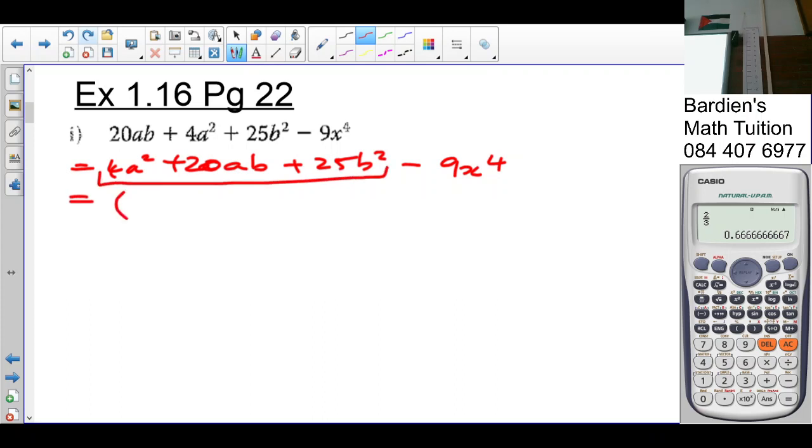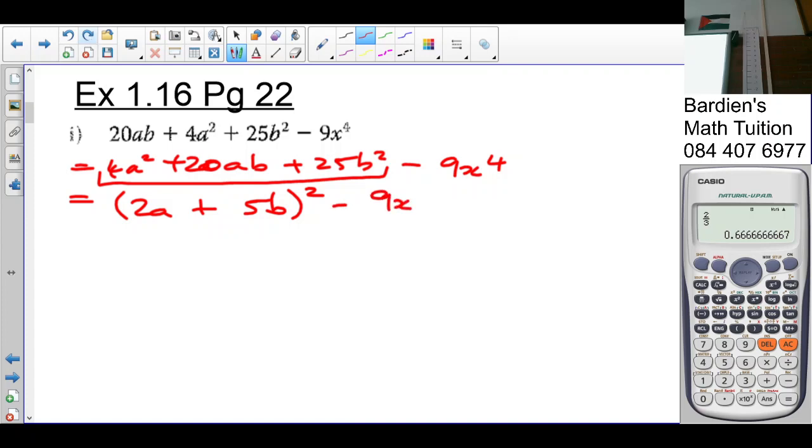So what do we get? Square root of 4a squared, 2a. Square root of 25b squared, 5b. So here's a plus, so there goes plus, squared. This tests if the middle term is correct. If it's not correct, it's not a perfect square trinomial. So what is 2a times 5b? 10ab times 2? 20ab. Yes, so that is in order. You all agree with that? Right.